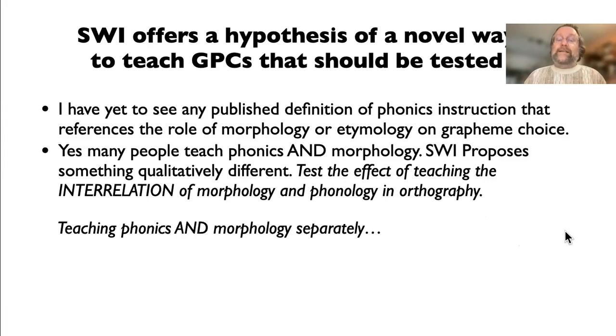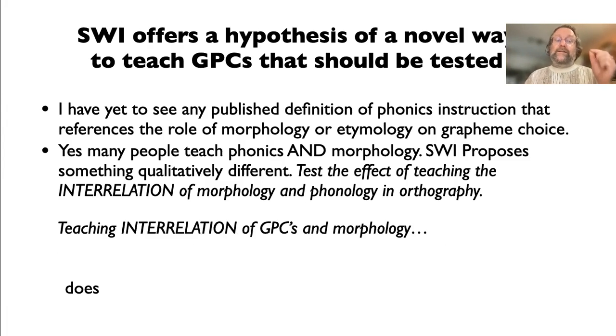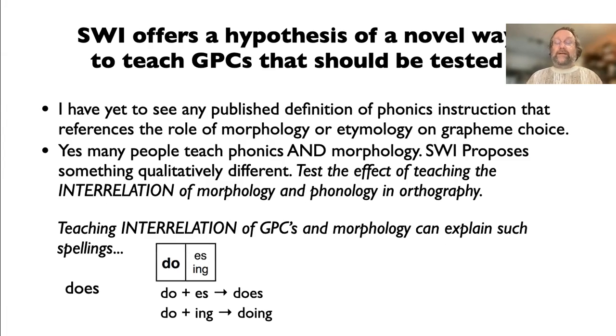When we teach phonics and we teach morphology separately, we still present many words as having irregular spellings that the kids need to memorize. So a word like does isn't explained in phonics instruction, and it's not explained in phonics instruction that also teaches morphology. The way to understand this is to teach the interrelationship of grapheme-phoneme correspondences and morphology, and then we can explain such spellings by looking at the interrelationship.